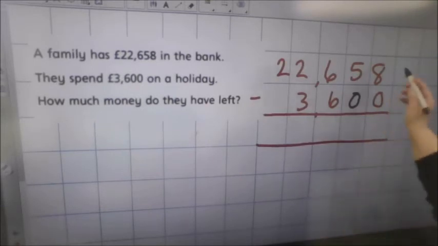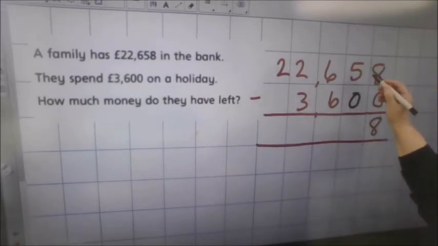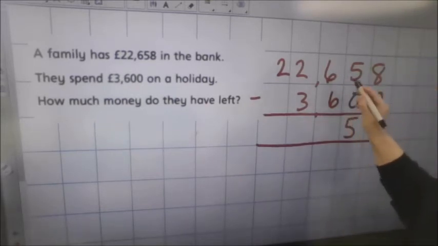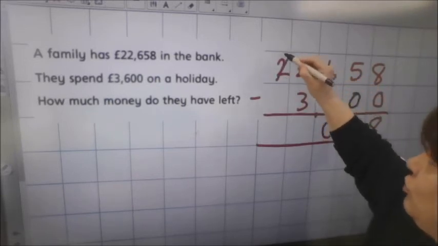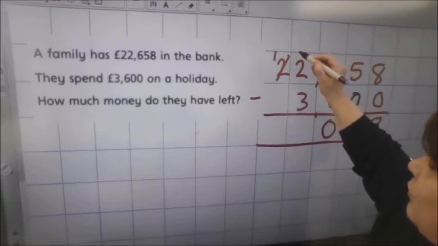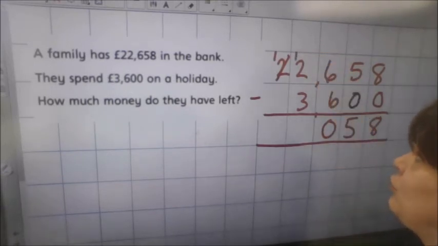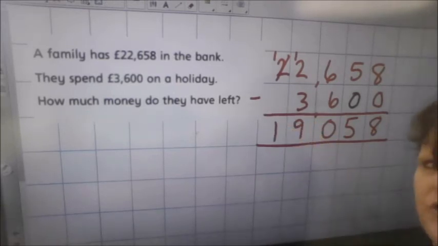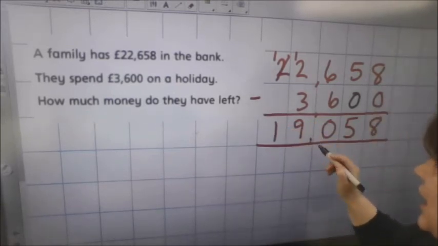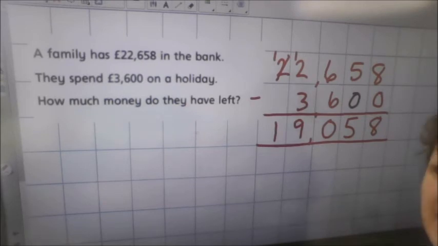So here we go. Do my calculation. 8 take away 0 is 8. 5 take away 0 is 5. 6 take away 6 is 0. 2 take away 3 I can't do, so I'm going to use one of those. Here we go. 12 take away 3 is 9, and then I've got 1 there. So they have got £19,058 left in the bank.